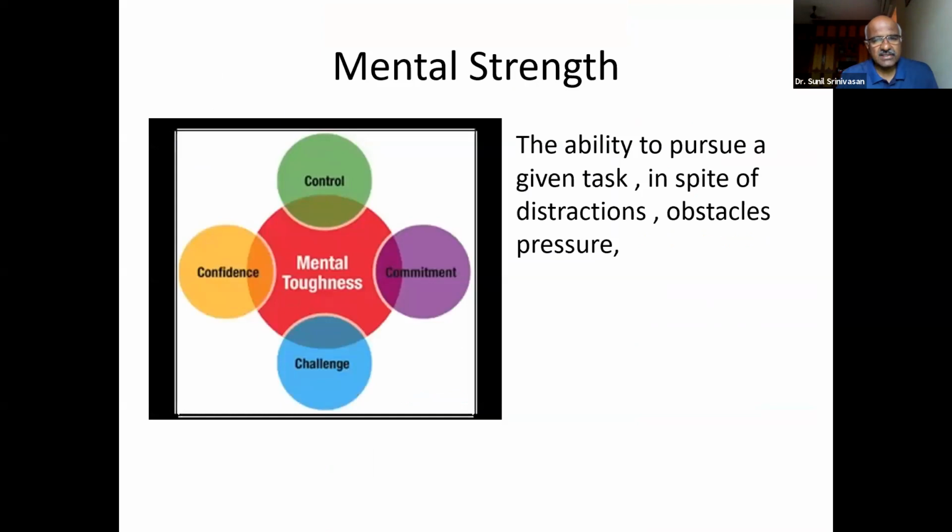Now we come to mental strength, the 4th component. What is mental strength? The ability to pursue a given task in spite of distractions, pressure. The key points in mental strength are 2. One is persistence. You're able to persist in whatever activity. 2 is how you respond to any event. For example, COVID, there are some doctors who are depressed that they're not getting any money. There are some doctors who are so happy. I'm able to do so many things in the spare time. So it's the way you take it that determines your mental strength.